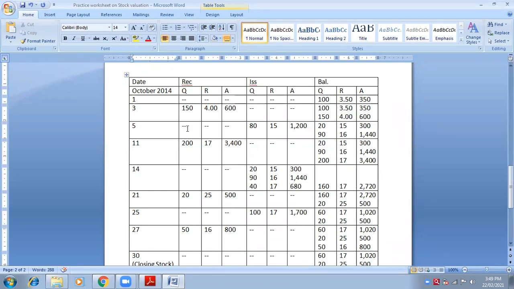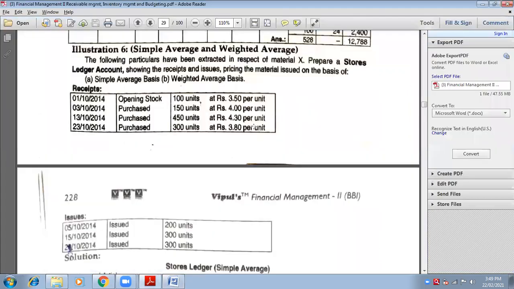Receipt column will be naturally nil, and issue will be 200. But how can I write 200 directly here? No, ma'am. Because I have to see what was my first stock. First in was 100. How come you can take out 200 rupees from your pocket if you have only 100? If you have 100 rupees in your pocket, can you spend 200 rupees? No, ma'am, naturally no. Okay, so what you have to do, you have to issue 200.